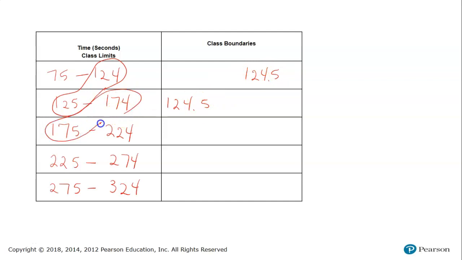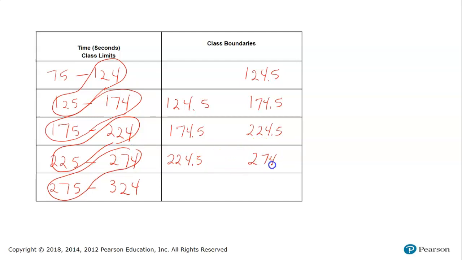Here I'm going to average these two together, so that will give me 174.5. Then I'm going to average these two together, and I'll have 224.5. I'll average the last two together, and I'll have 274.5. My class width was 50, so I'm going to add 50 to this, and I'm going to get 324.5. And here I'm going to subtract 50, and I'm going to get 74.5 to finish that out as my class boundaries.